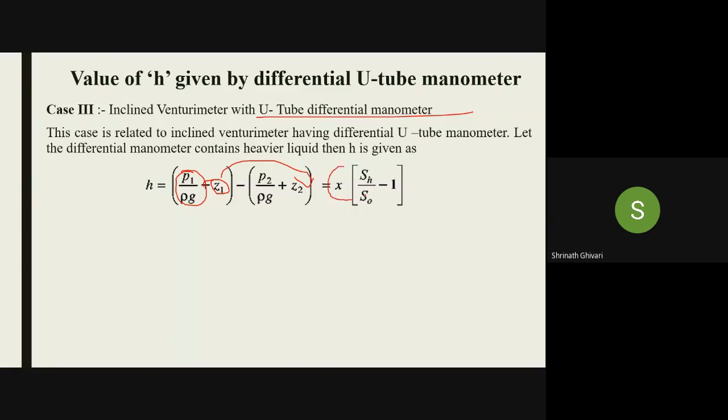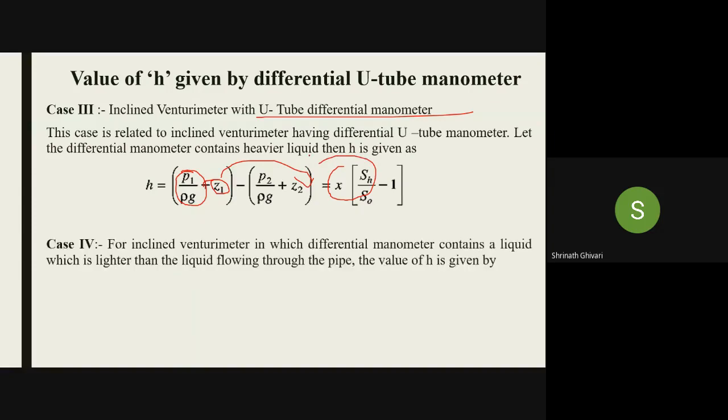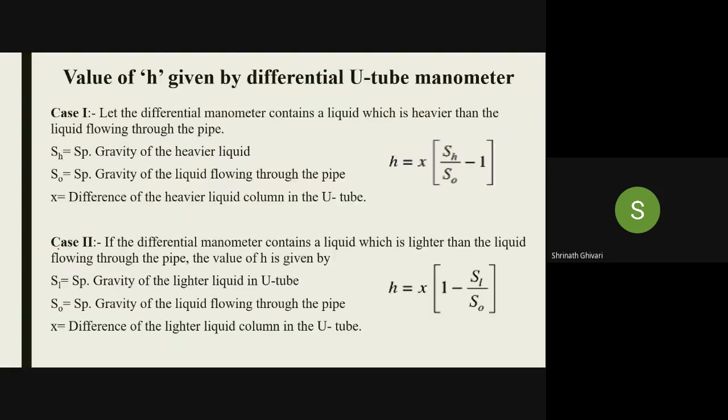So in this way, the equation will be there. Next, for inclined venturimeter, when a liquid is lighter than the liquid which is flowing through the pipe. In differential manometer, we are having a lighter liquid compared to the liquid which is flowing through the pipe. Then the equation will be like this. There's not much difference between the previous equation and this equation.